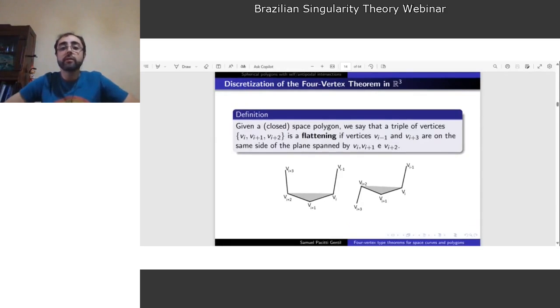Okay, so how do we discretize the theory that we have seen so far? The first thing is we must define what it means for a polygon to have a flattening. Given a closed space polygon, we say that a triple of vertices is a flattening if the previous and the subsequent vertices relative to this triple are on the same side of the plane spanned by the vertices of this triple. So on the left we have a flattening, and on the right we have something that is not a flattening, because here these two vertices are on the same side of the plane spanned by these three vertices.